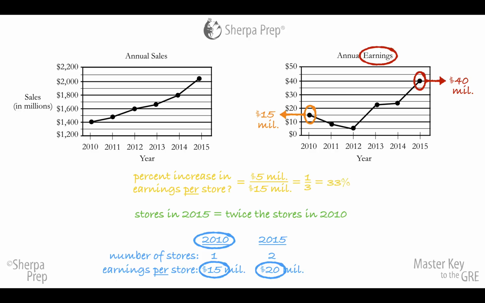And there you go. That's one way we can figure out that the average annual earnings per store increased by 33% from 2010 to 2015.